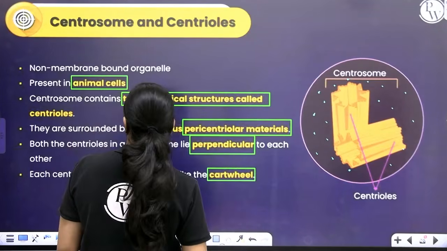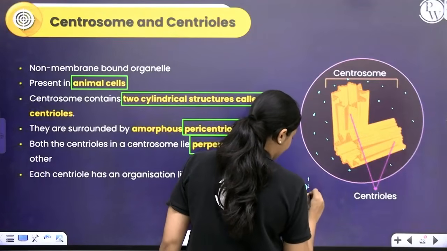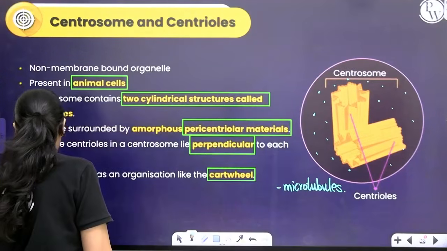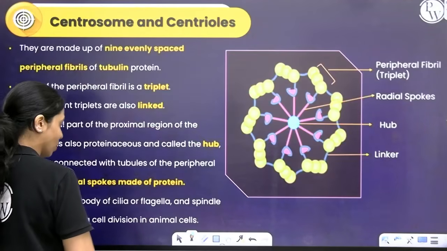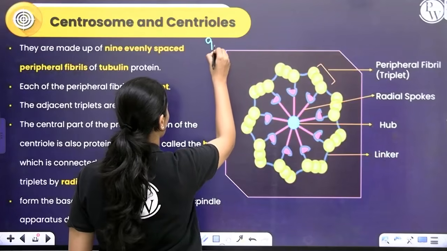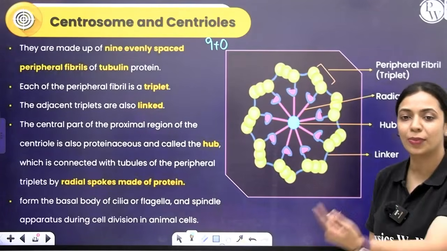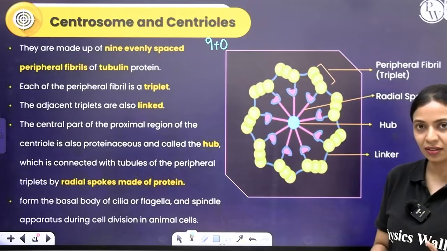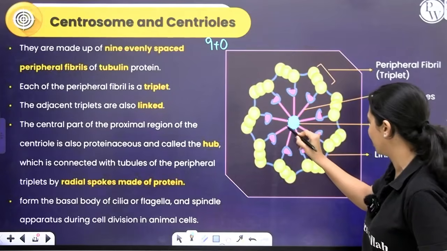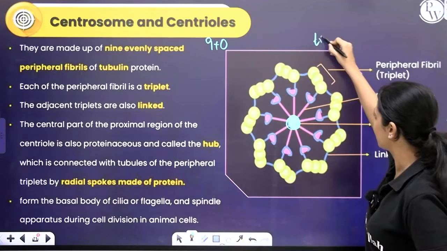The centrosome is also made up of microtubules. This is not bound by any membrane. So, its arrangement is called 9+0. Here previously we saw there were 9 doublets peripherally and 2 singlets in the center. Here there is no microtubule in the center. In the center you have something called a proteinaceous hub. Peripherally you have 9 triplets here.